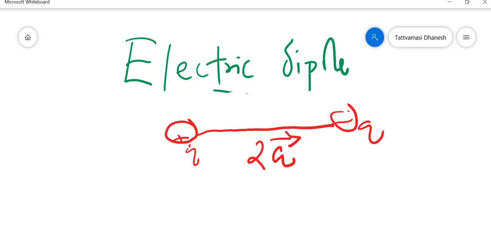This is a vector distance. The distance is always from negative to positive. So this is known as an electric dipole. So what is an electric dipole? Two equal and opposite charges separated by a very small vector distance. In the figure, the charges are plus q and minus q and the distance is 2a. The vector distance is always from negative to positive. Very important: negative to positive. This is about the electric dipole. So what is an electric dipole? Two equal and opposite charges separated by a very small vector distance constitute an electric dipole.